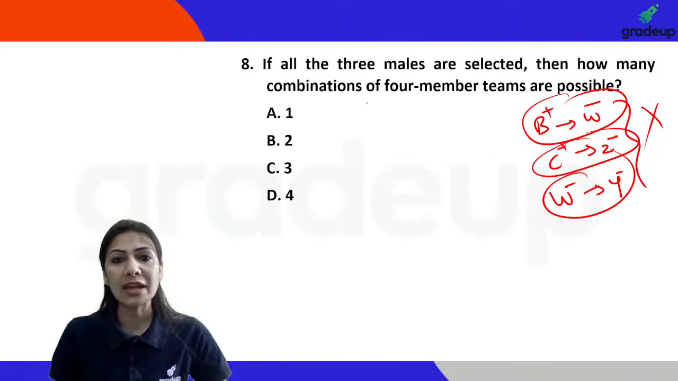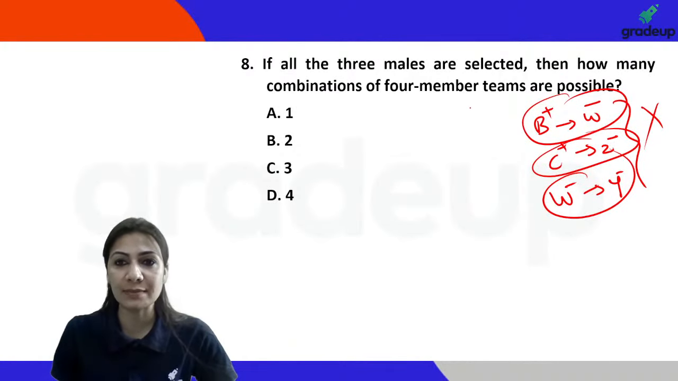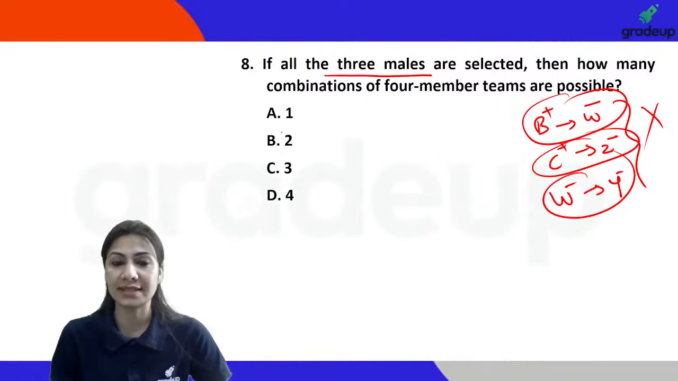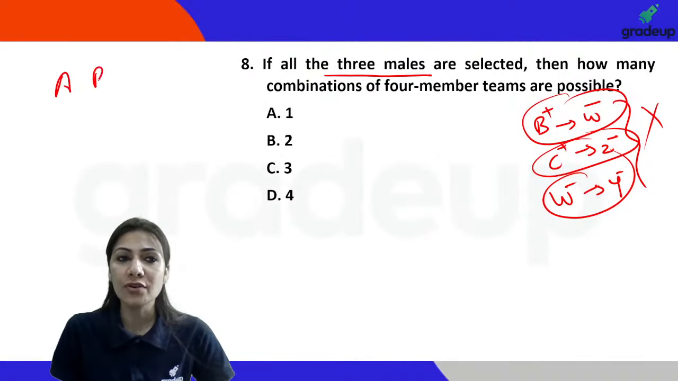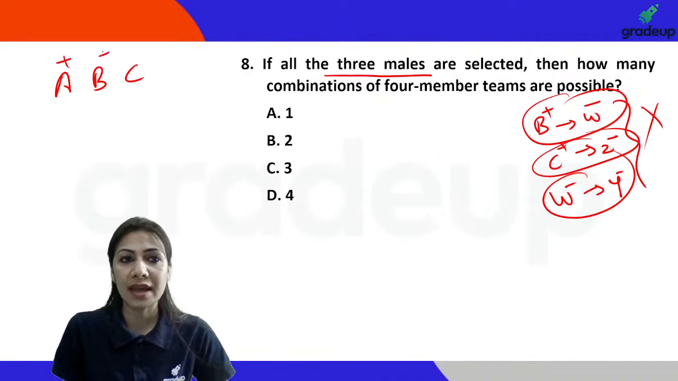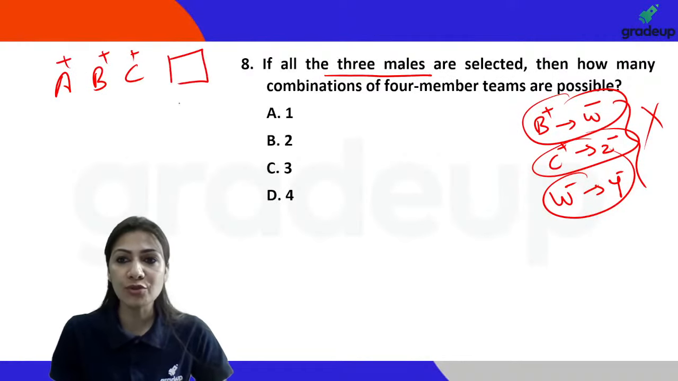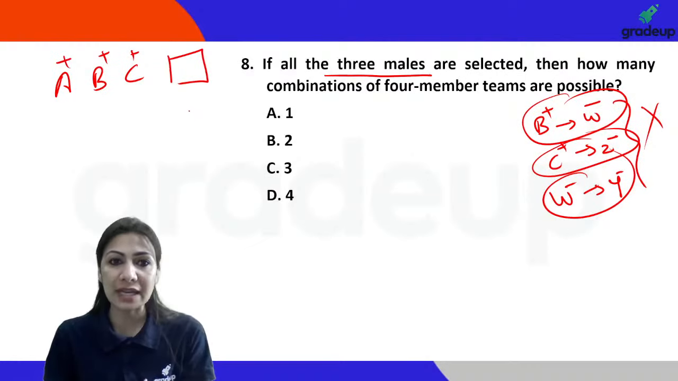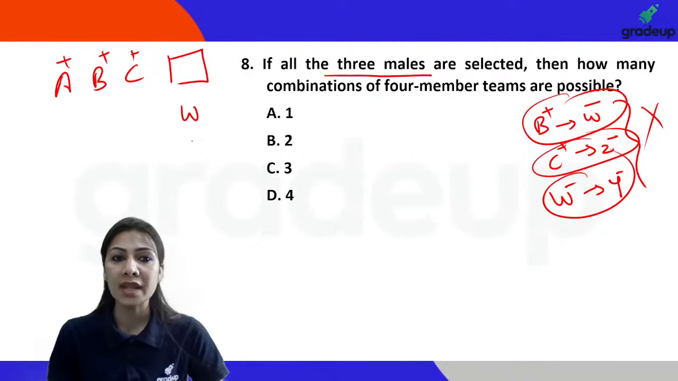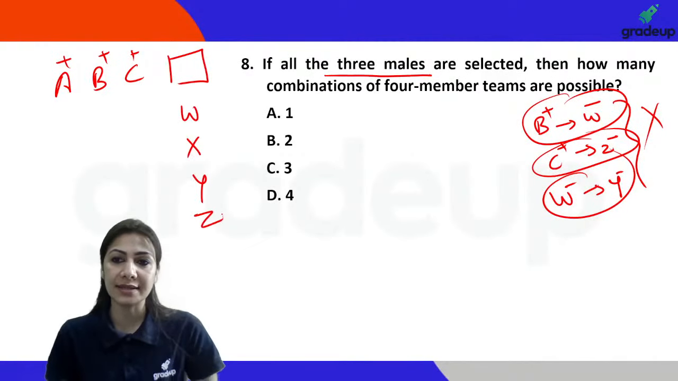So it says how many combinations of a 4-member team are possible if all the 3 males are selected. Okay, how many possibilities? It's checking out the possibility. So if you fix all the 3 males A, B and C, we have just one position vacant where we can fix the remaining females, and the females are W, X, Y and Z.